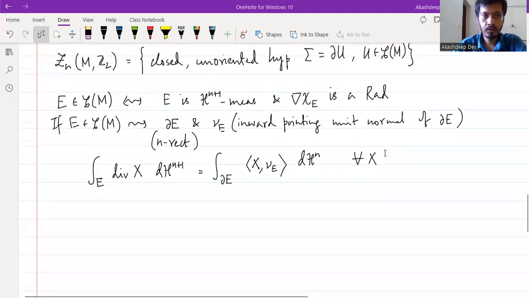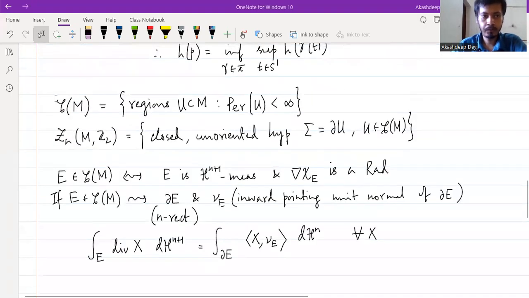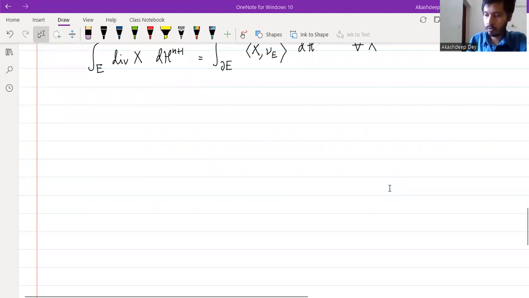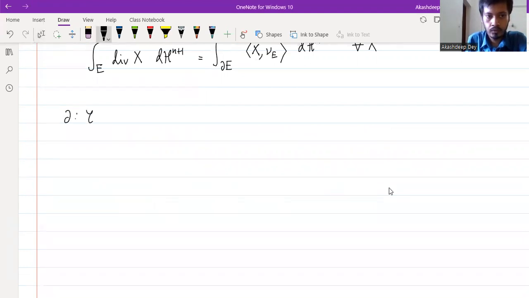So in the last video, I defined the following two spaces, Cm and Zn(m, Z mod 2). These two spaces are topological spaces. There are naturally defined topologies on them. We have the boundary map from the space Cm to Zn(m, Z mod 2). So I'll just write Zn instead of Zn(m, Z mod 2).